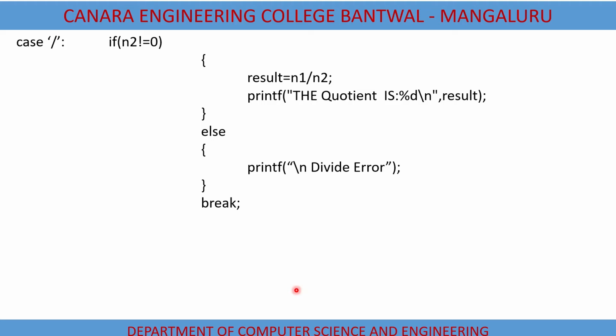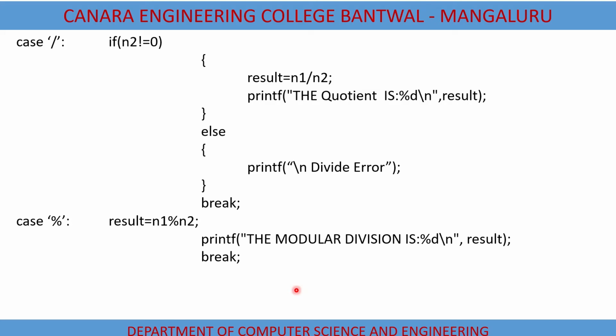Next, we have one more case which is going to perform the modulus or modular division, which gives us the remainder of the division. So here we are going to perform result is equal to n1 modulus n2, and we are going to print the remainder, whatever we get, as modular division is equal to percentage d, and we are printing the result.